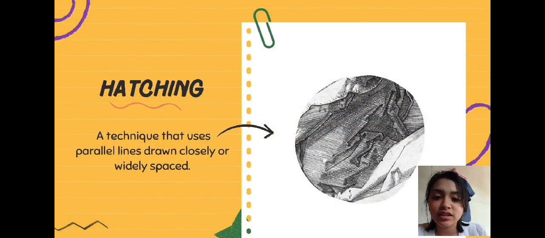First is hatching, a technique that uses parallel lines drawn closely or widely spaced. This is when you draw a lot of straight lines all going the same direction. The closer the lines are to each other, the darker it looks.